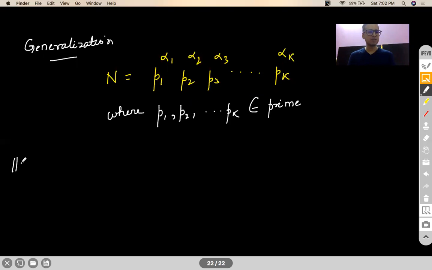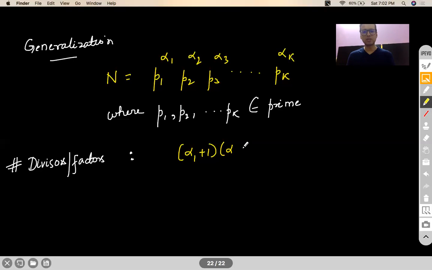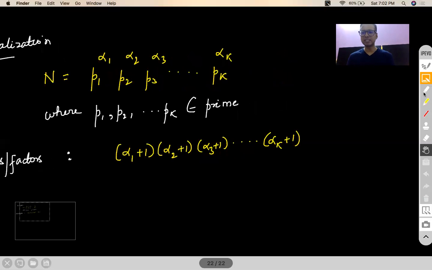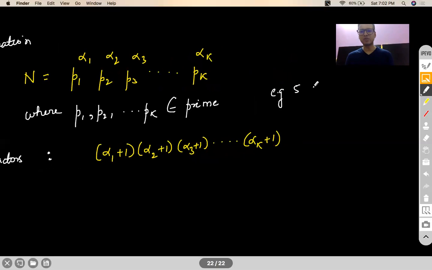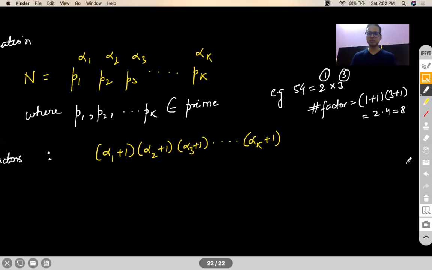Then the total number of divisors, positive divisors, we're not counting the negative ones, total number of factors, whatever you want to call it, will be, note down, alpha 1 plus 1, alpha 2 plus 1, alpha 3 plus 1, and so on till alpha k plus 1. Just recall what we did in the previous example. So we had 54, which was 2 to the power 1, 3 to the power 3. So the total number of factors would be 1 plus 1, which is alpha 1 plus 1, and 3 plus 1, which is alpha 2 plus 1. So it came out to be 2 into 4, which is 8. Okay, so please note this down.